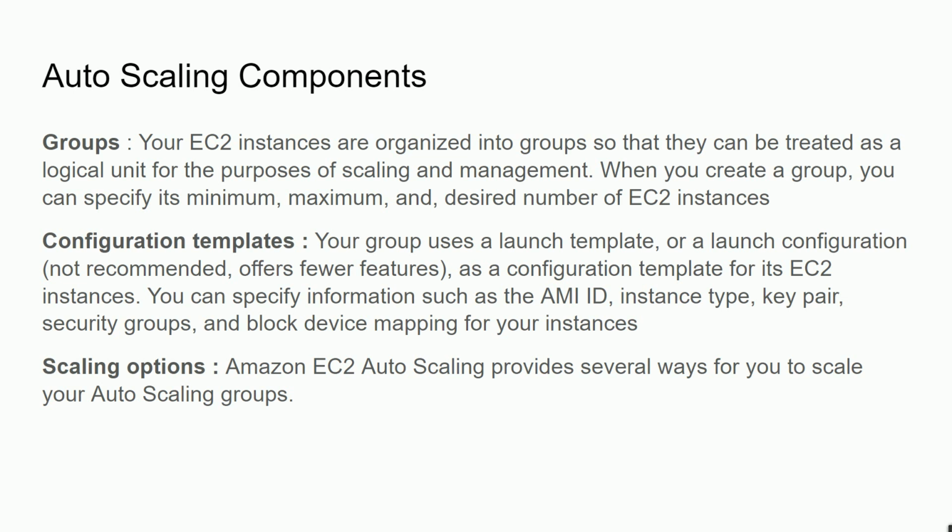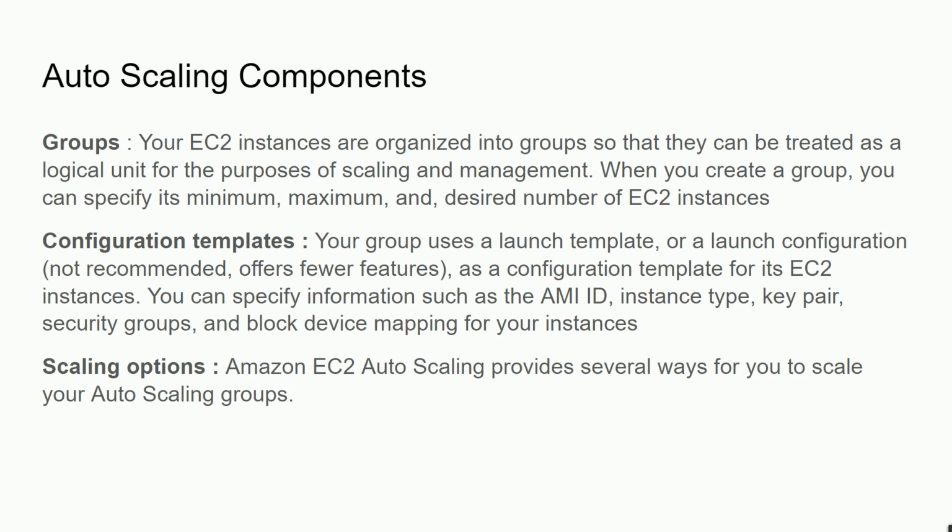Auto scaling components: first, I'm talking about groups. Your EC2 instances are organized into groups, so they can be treated as a logical unit for scaling management. When you create a group, you can specify the minimum, maximum and desired capacity. Configuration template: you can add a launch template. As new changes occur, you can change the launch configuration.